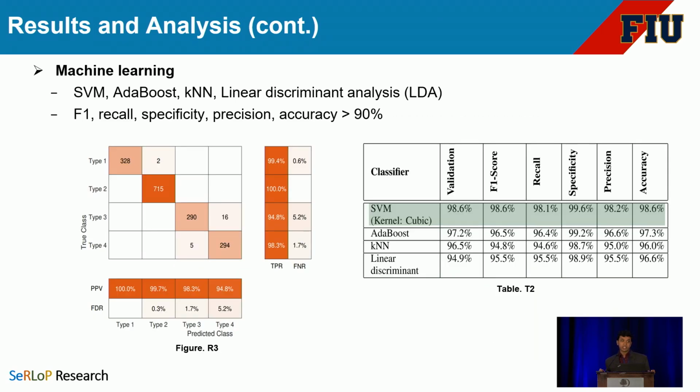So we used machine learning algorithms like SVM, KNN, AdaBoost, and linear discriminant analysis, and we calculated the F1, recall, and accuracy. We found that SVM with the cubic kernel operates best, and we can achieve 98.6% accuracy with this model. And we also observed a low false positive rate, like 0.4%. And from this work, we found that impedance has the potential to be a side channel to disassemble software instruction types.